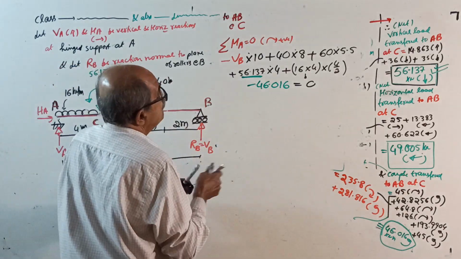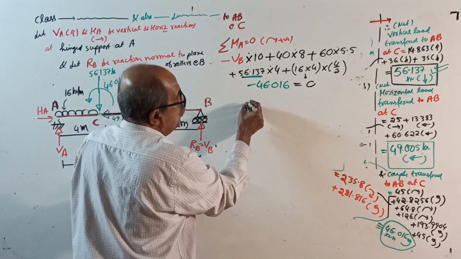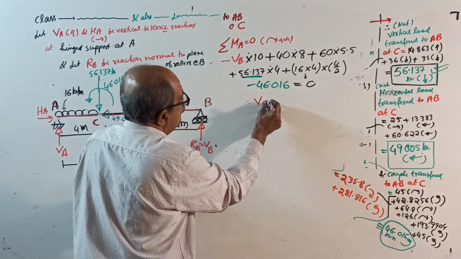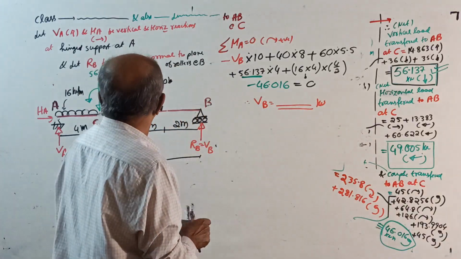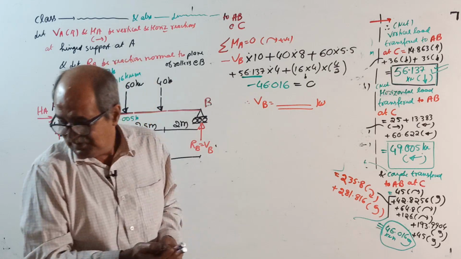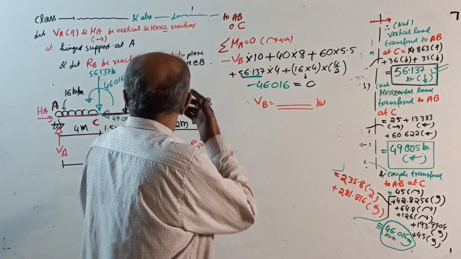Therefore, VB will come. Where did I note the answer? I rubbed it. Okay, I remember the answer still. VB will come in kilonewton, 95 point something. I forgot it. Okay, see, I rubbed it out.